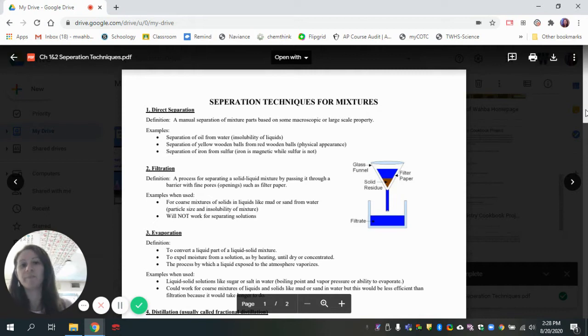And just a reminder that a mixture is two or more pure substances mixed together physically, and so you separate them also physically. So no chemical reactions required in order to separate mixtures.